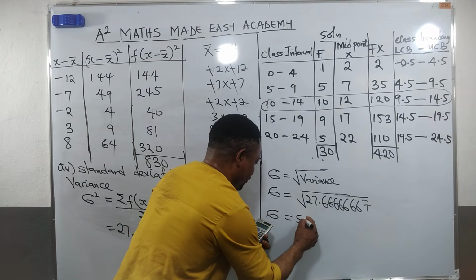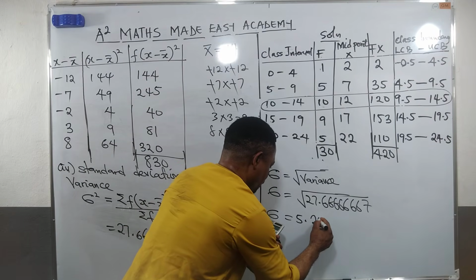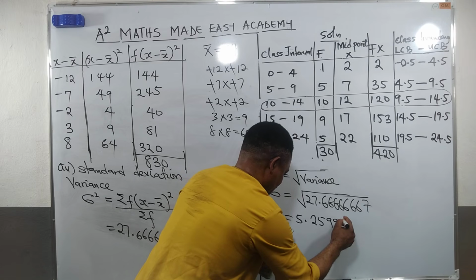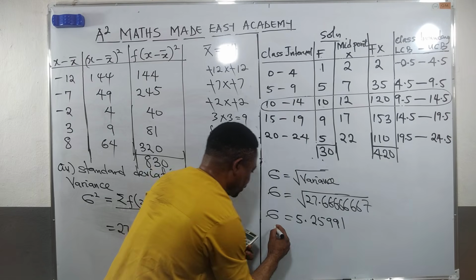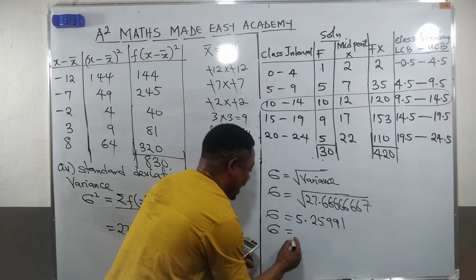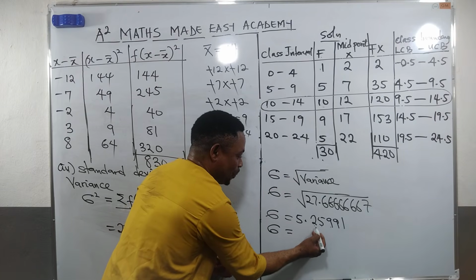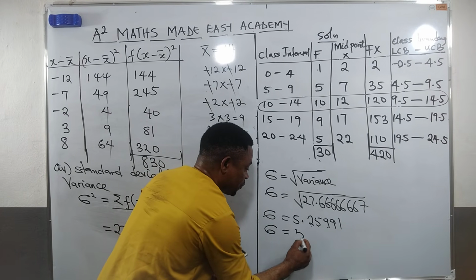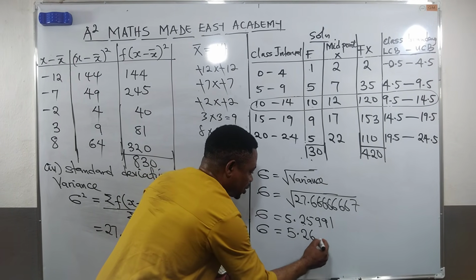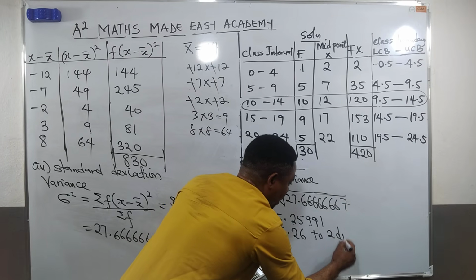The answer is 5.25999 continuing. But the question is, leave your answer in 2 decimal places. Watch. 1 decimal, 2 decimal, but I can approximate 9. So which means 5.26 to 2 decimal places.